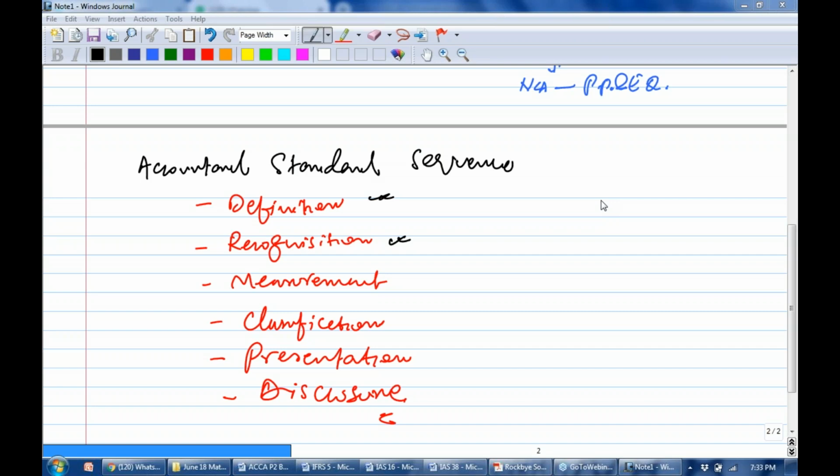Number two, the future economic benefit is probable to the entity. Number three, value can be reliably measured. So if these three recognition criteria are met: resource control, for example ownership; number two, future economic benefit probable to the entity; and number three, value reliably measured. That means the recognition criteria is met. That's called recognition.